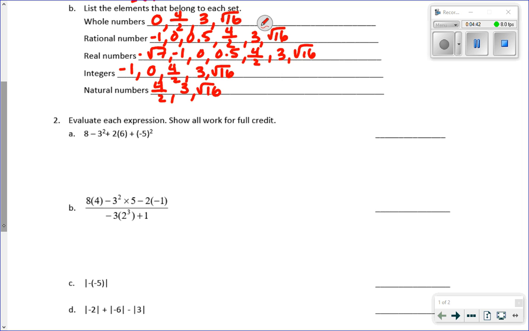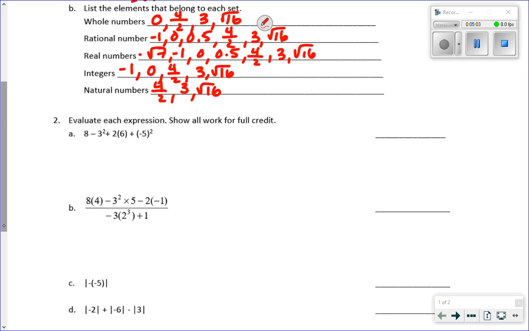Okay, part 2, it says evaluate each expression, show all of your work for full credit. So just like any other math teacher, whenever you're solving these problems, you need to show your work, or else I could assume that you just plugged it into a calculator and didn't try. Okay, letter A, it says 8 minus 3 squared plus 2 times 6 plus negative 5 squared.